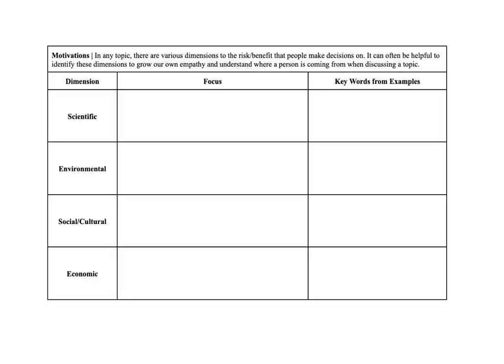All right, after you finish the 3 videos, you are going to open the slides for class and scroll to where the motivations start. So it says here, in any topic, there are various dimensions to the risk-benefit that people make decisions on. It can often be helpful to identify these dimensions to grow our empathy and understand where a person is coming from when discussing a topic.